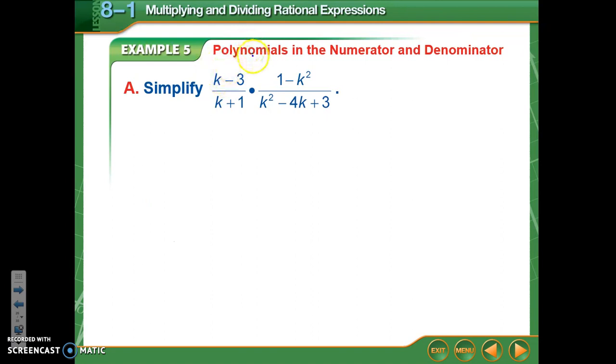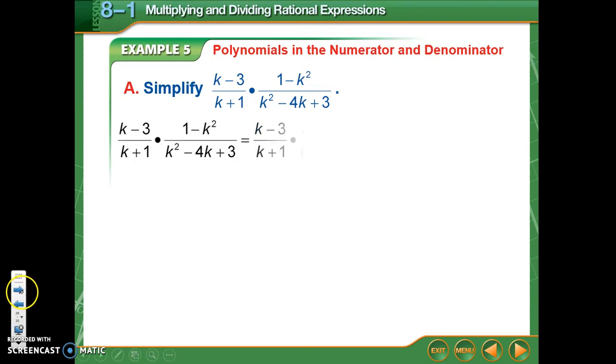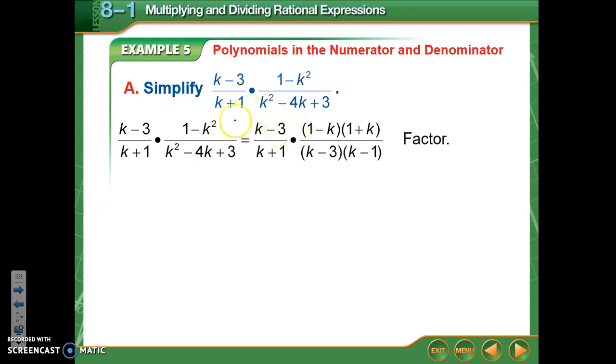So now move on to example 5, where I have polynomials in the numerator and in the denominator. So this is another case where we have to use our motto, factor first, always, always factor first. I cannot start dividing things out until I have factored. K minus 3 doesn't factor, neither does k plus 1, so we're treating those as one unit. Those are already factors by themselves. 1 minus k squared, that's the difference of perfect squares. It becomes 1 minus k times 1 plus k.